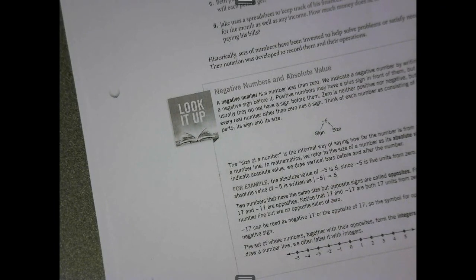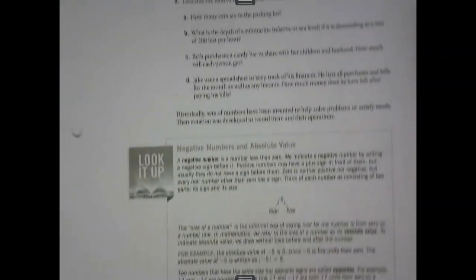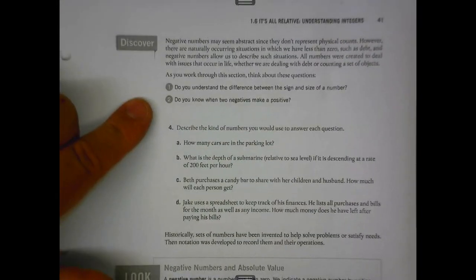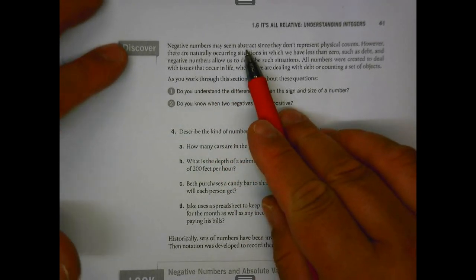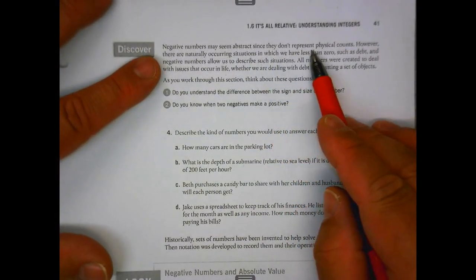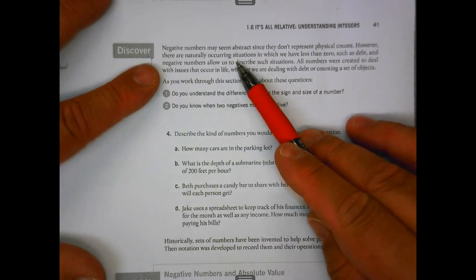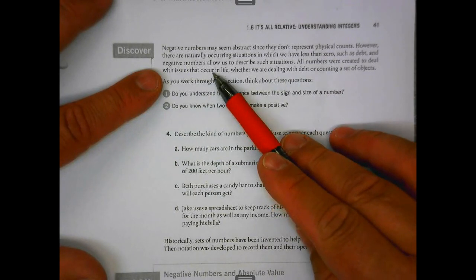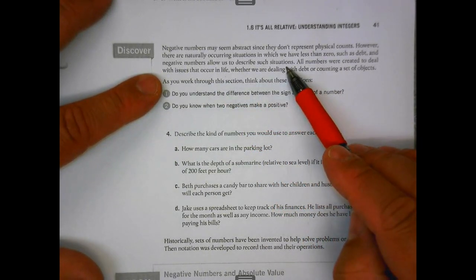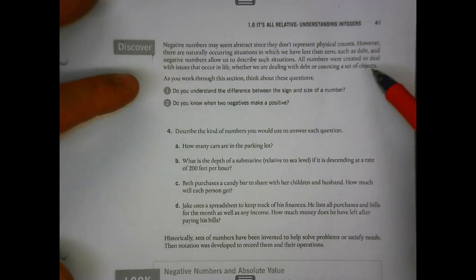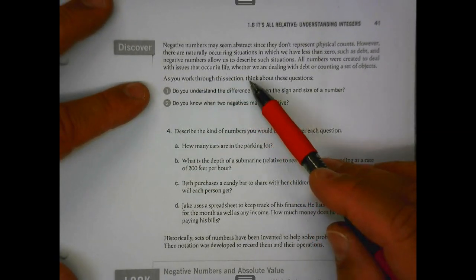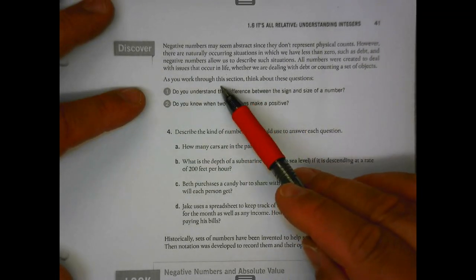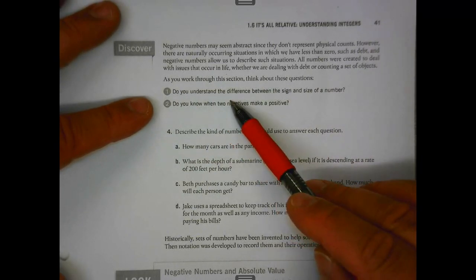Number 4. Let's see what they have up here as a little explanation. Negative numbers may seem abstract since they don't represent physical counts. However, they are naturally occurring situations in which we have less than 0, such as debt. Negative numbers allow us to describe such situations. All numbers were created to deal with issues that occur in life, whether we are dealing with debt or counting a set of objects. As you work through the section, understand the difference between the sign and size of the number. Do you know that two negatives make a positive?